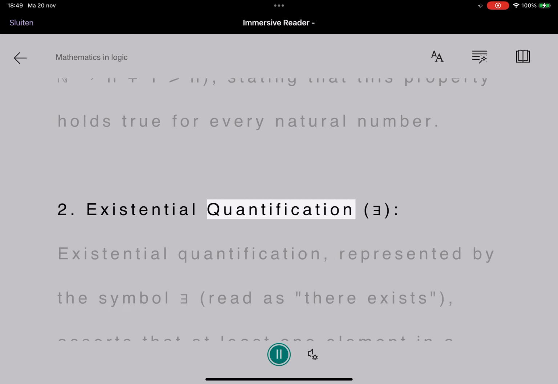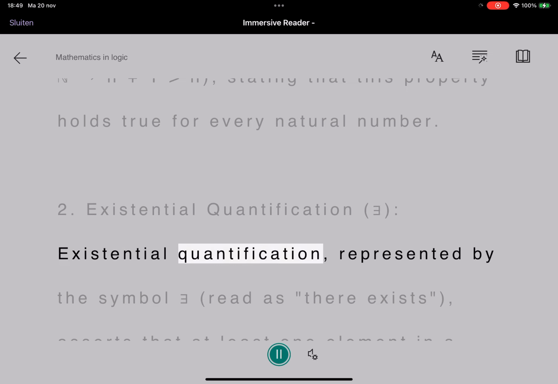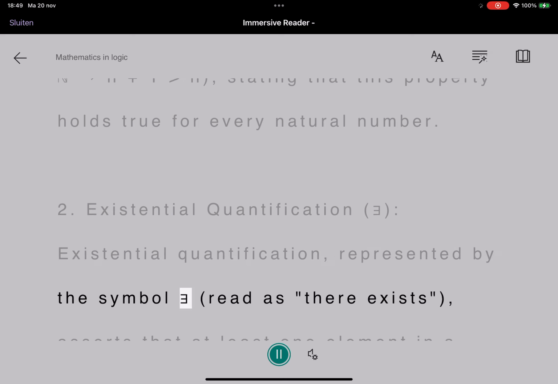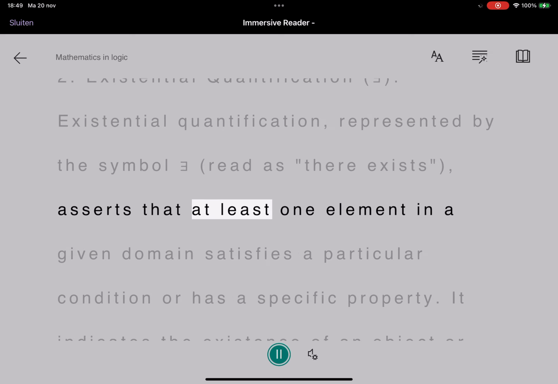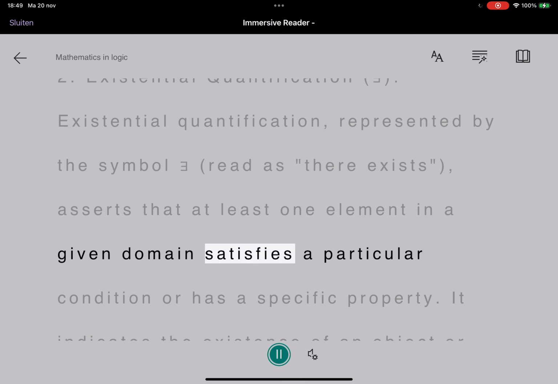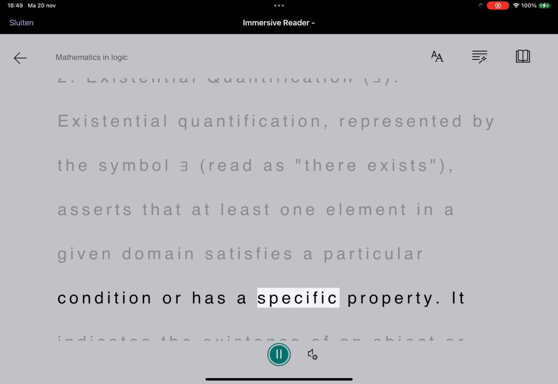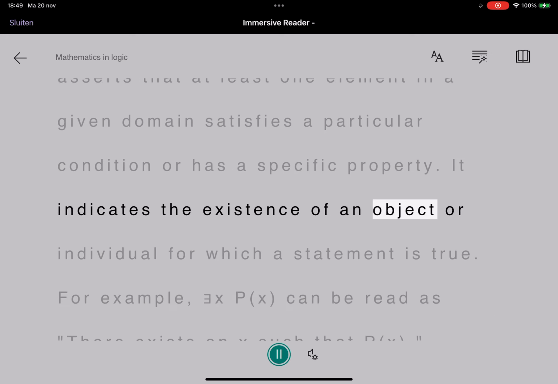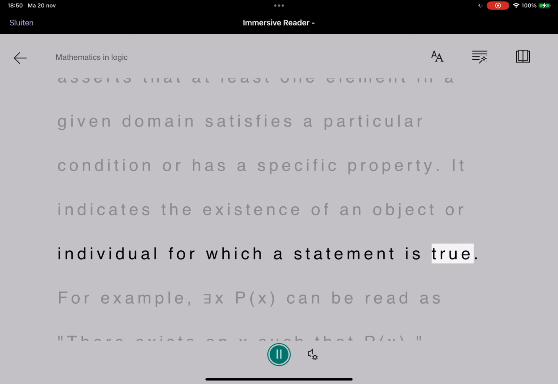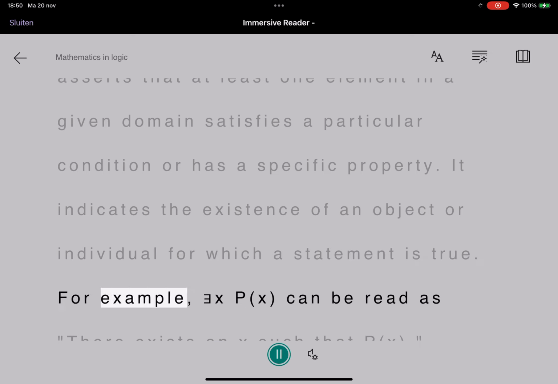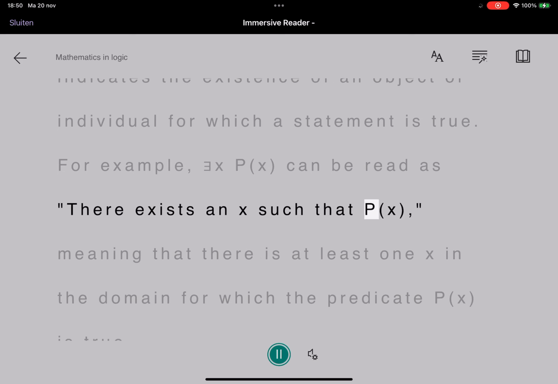2. Existential quantification, there exists. Existential quantification, represented by the symbol there exists, read as there exists, asserts that at least one element in a given domain satisfies a particular condition or has a specific property. It indicates the existence of an object or individual for which a statement is true. For example, there exists x P(x) can be read as there exists an x such that P(x), meaning that there is at least one x in the domain for which the predicate P(x) is true.